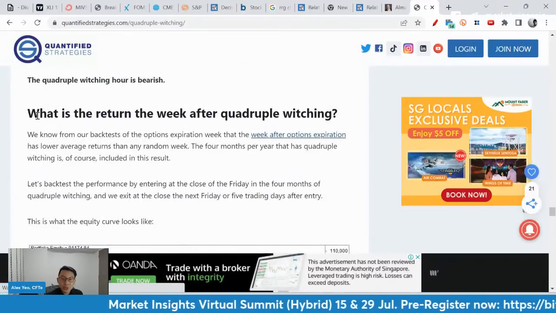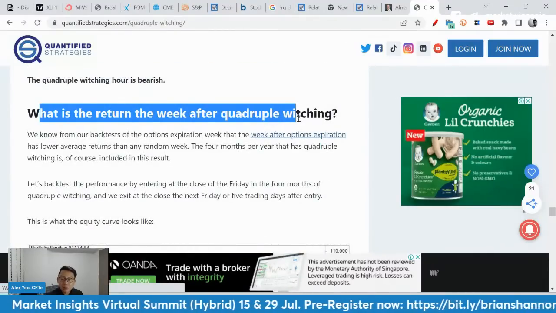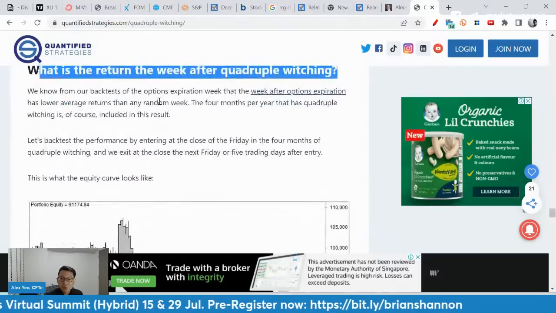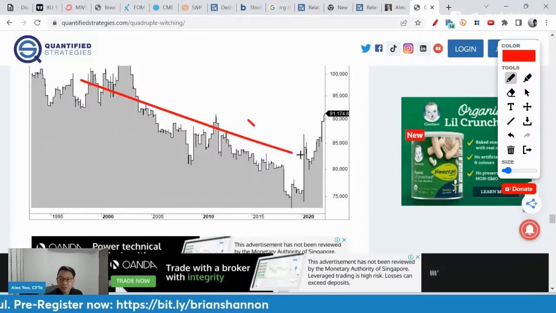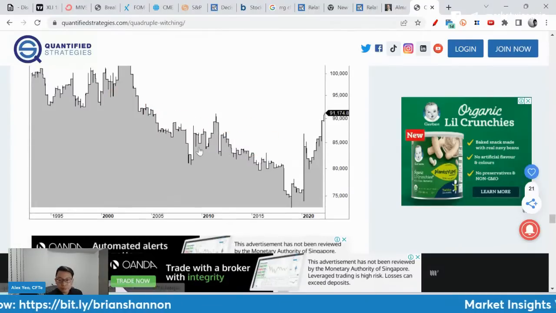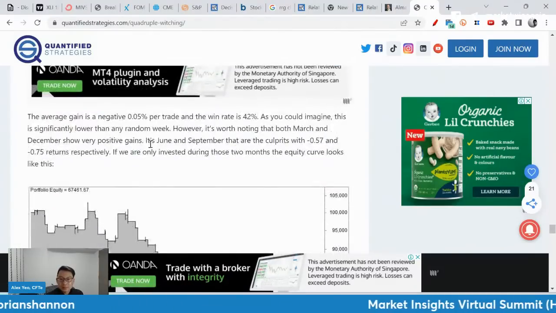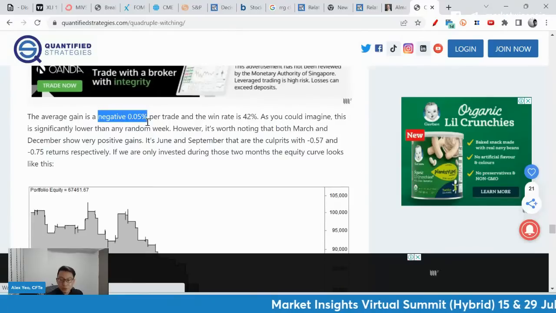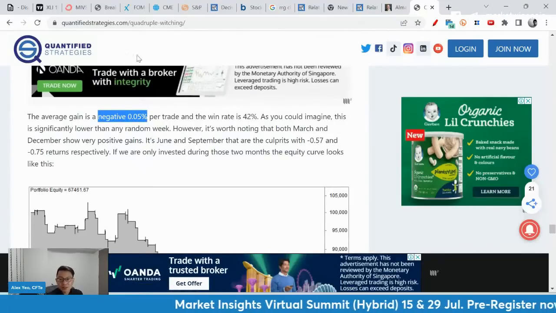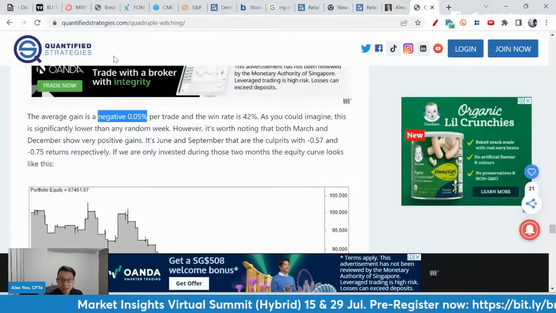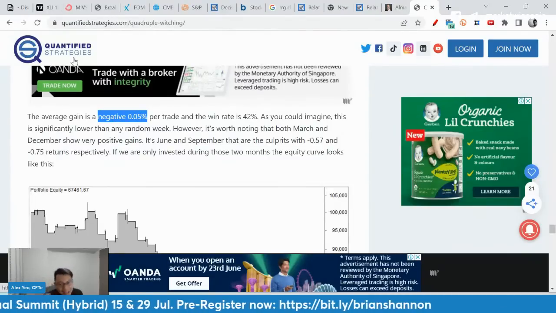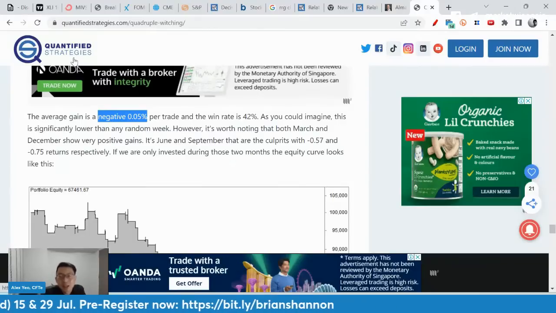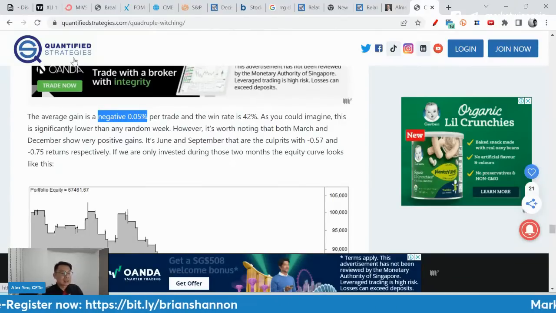And then what is the return the week after quadruple witching OPEX? Backtest again, the equity curve is like that, the week after quad. It is down, negative 0.05%. So all in all, after the quad witching day it is negative. Quad witching day itself, today Friday, tends to be negative. This is just based on historical data. It doesn't mean that every single time it is going to be true.